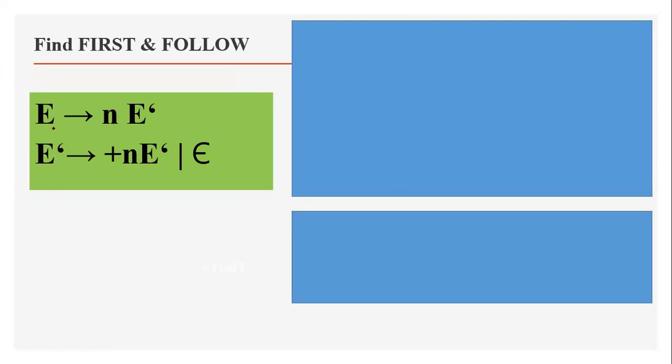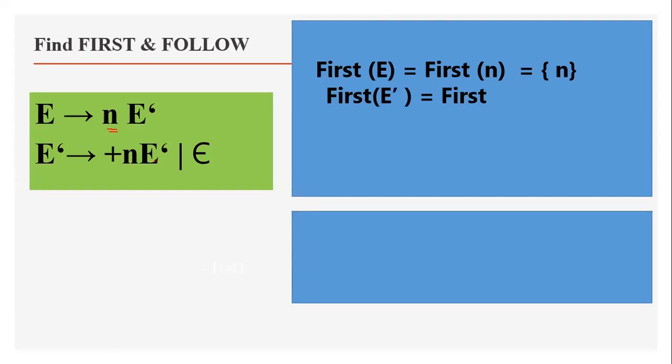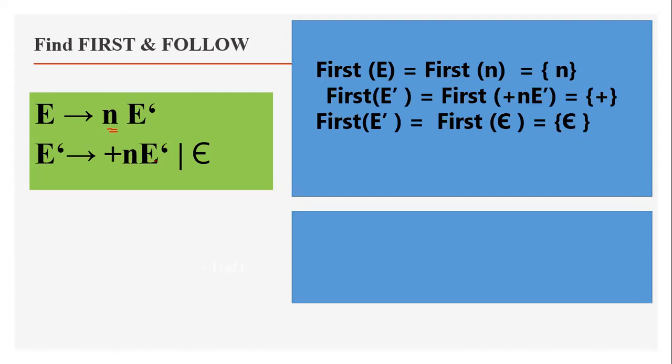So first of E is equal to first of n E dash. That is n itself, because n is a terminal. Then first of E dash is first of plus n E dash and first of epsilon. First of plus n E dash is equal to plus itself. First of epsilon is epsilon. So totally first of E dash is equal to plus comma epsilon.